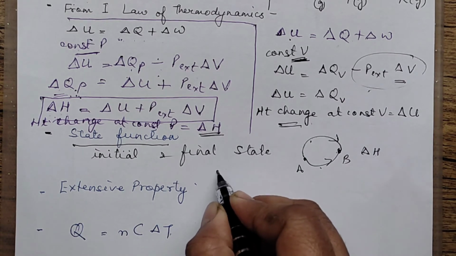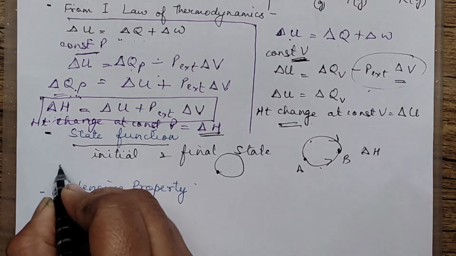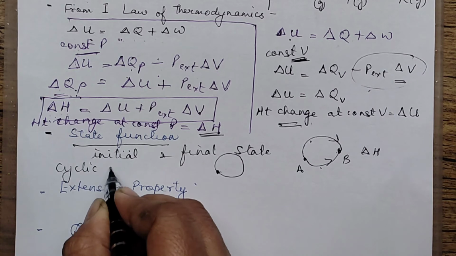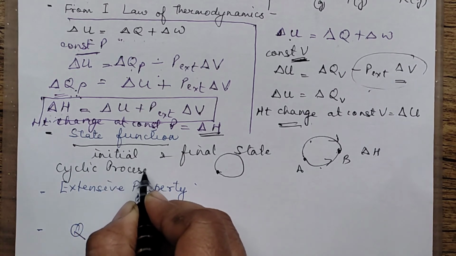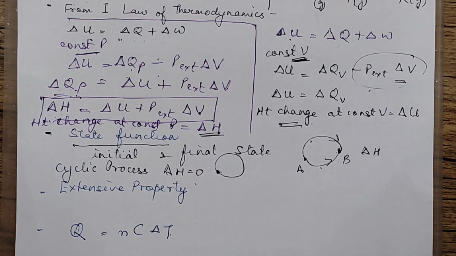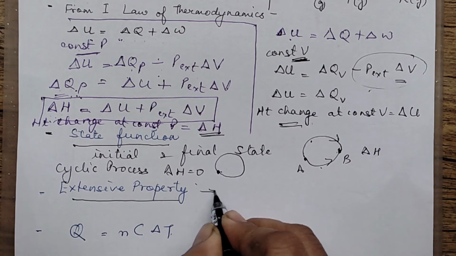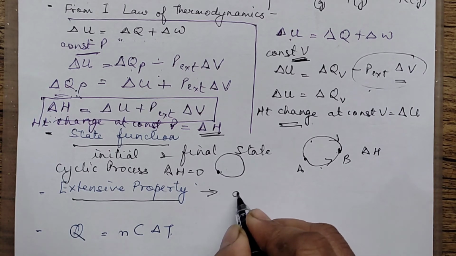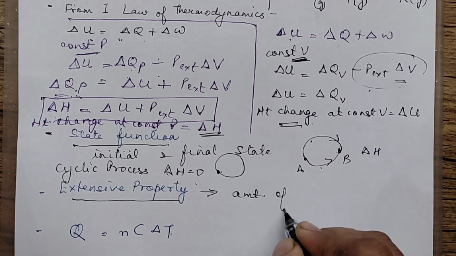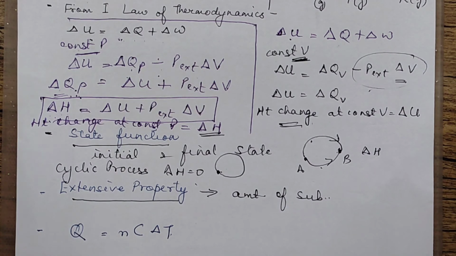Or in case you start from here, move, and come back to the same point, that means for a cyclic process, you will always have delta H equal to 0. For a cyclic process, delta H is always equal to 0. Another point is that enthalpy is an extensive property. We know an extensive property is one that depends upon the amount of the substance. Increase the amount, and the property also increases.